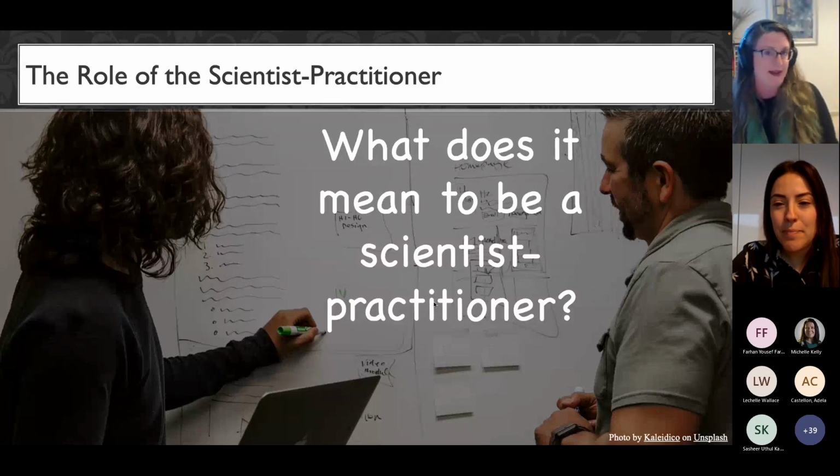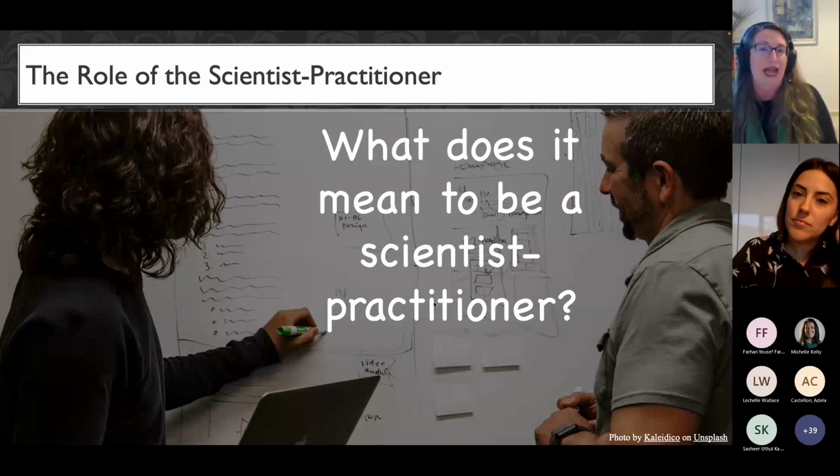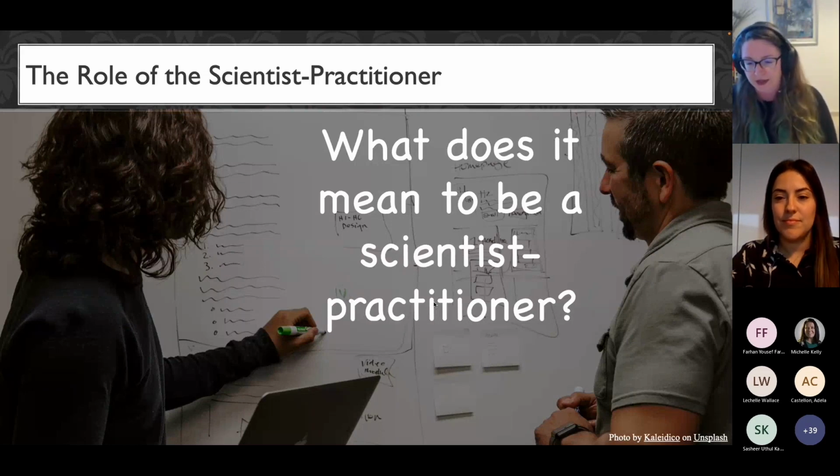So science is not something separate from being a clinician in ABA. Research is even not something that much separate from being a clinician in ABA. You actually already have a lot of the skill sets and tools to be able to conduct clinical research.